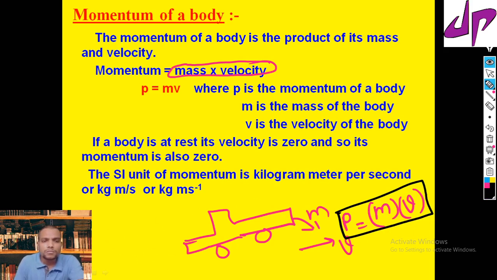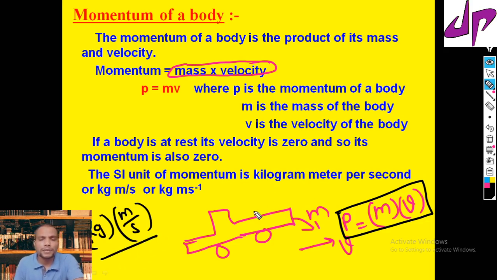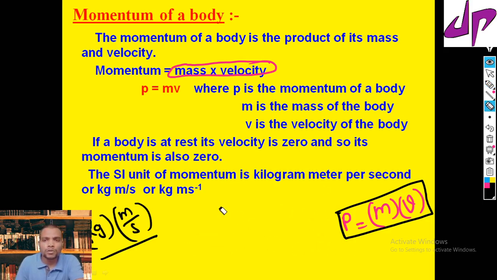So momentum, as for the unit, mass is kg, velocity is meter per second. So kg meter per second is the SI unit of momentum. And not only that, momentum is a vector, because velocity is a vector. Velocity has direction, so momentum also has direction, so it's a vector.